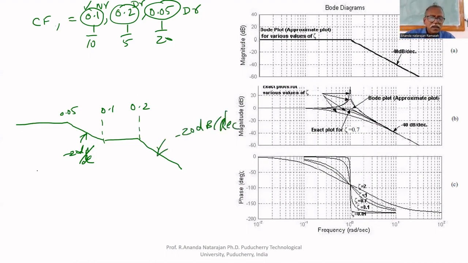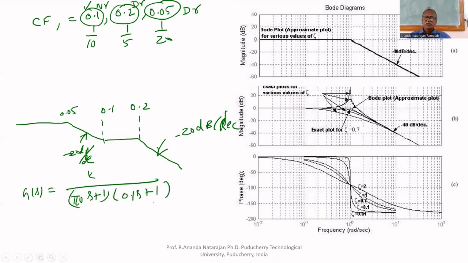Now we will draw K by 10s plus 1 multiplied by 0.1s plus 1. What are the corner frequencies? The first corner frequency is 1 by 10, that is 0.1. The second corner frequency is 1 by 0.1, that is equal to 10. The first corner frequency is 0.1. The second corner frequency is 10.